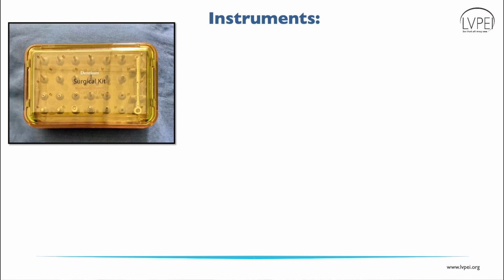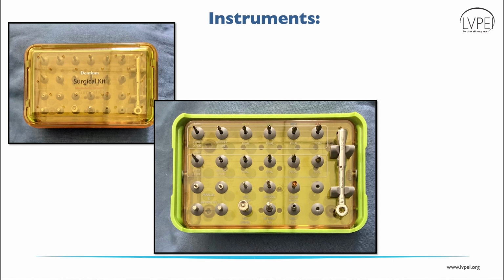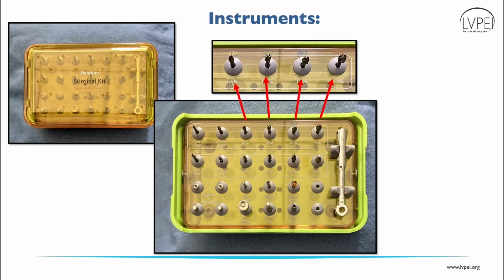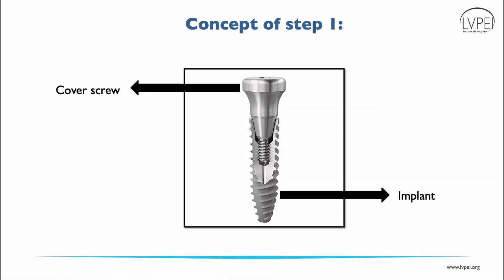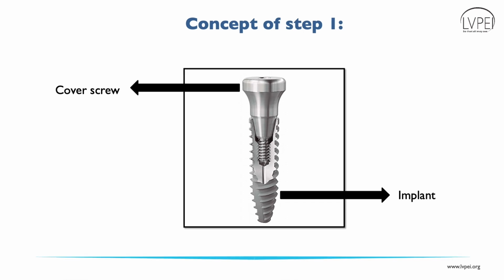The instrument box used in this procedure of step 1 includes a surgical kit. On opening, it contains pilot drills and sequential drills for various dimensions of osteotomy like 3.4, 3.8, 4.3 and 4.8 mm. There is also a driver and a ratchet. By the end of step 1, the implant is placed inside the osteotomy and cover screws are placed on top of the implant to prevent epithelial ingrowth, and the skin is closed over it.